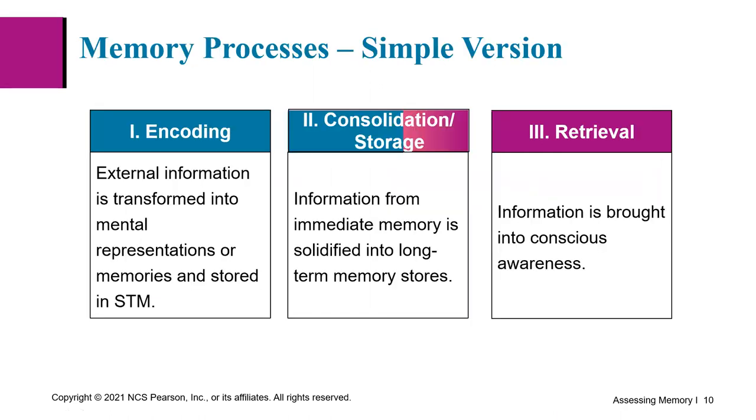So memory is the ability to encode, store, and recall information. The three main processes involved in human memory are therefore encoding, consolidation and storage, and recall or retrieval. The process by which external information is transformed into mental representations or memories is referred to as encoding. Consolidation refers to the biological processes that solidify information from immediate memory into long-term memory stores.